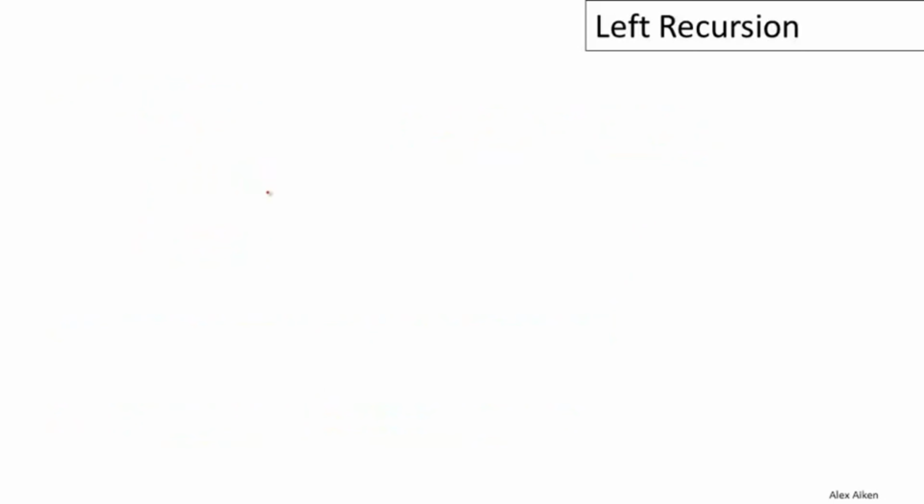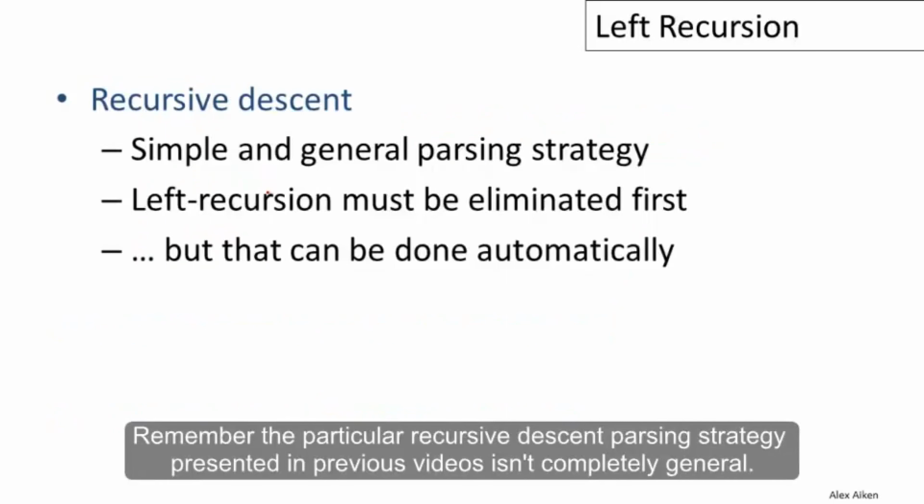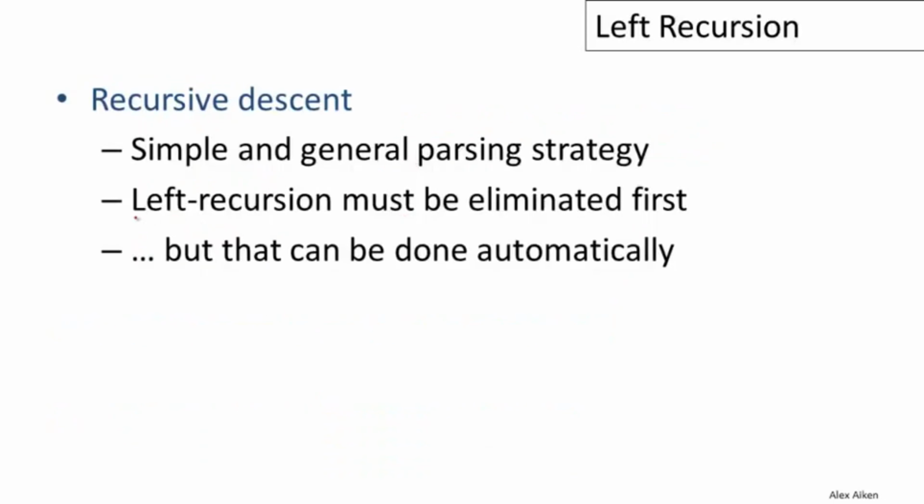So to summarize our discussion of recursive descent parsing, it's a simple and general parsing strategy. You can parse any context-free grammar using recursive descent, so it's very general in that respect. It cannot work with left recursive grammar, so you must eliminate the left recursion. Now, in principle, this can be done automatically. You can have algorithms that will eliminate the left recursion. In practice, people eliminate the left recursion by hand.